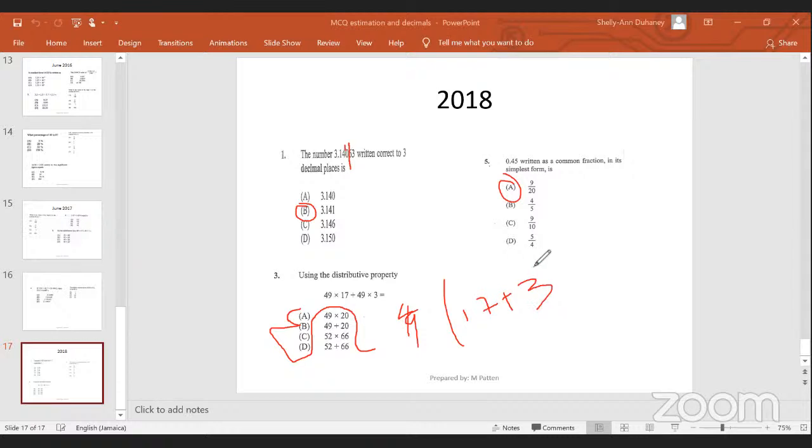So the answer is? What is the answer again? 49 times 20. 49 times 20.